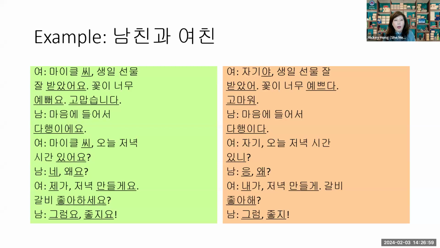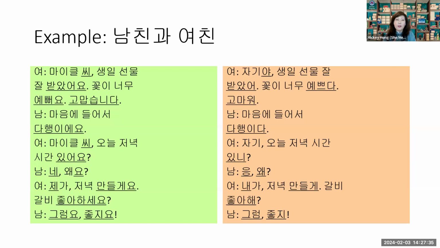Okay. Fast forward, maybe it's the same couple or another couple. Maybe they're a college couple, right? They could be a younger couple, and their speech can go like this. Instead of 마이클 씨, 자기야, like "you." 자기 is a very affectionate term for "you." You cannot use 자기야 with your friends. It's only for significant others. 자기 means "you," but you only use it for your significant other.